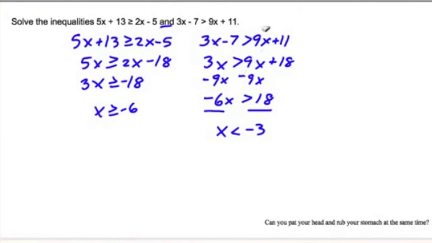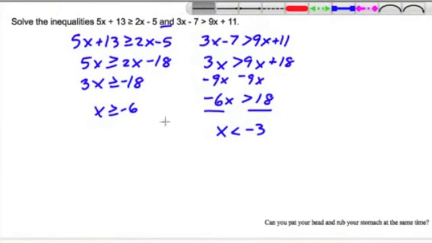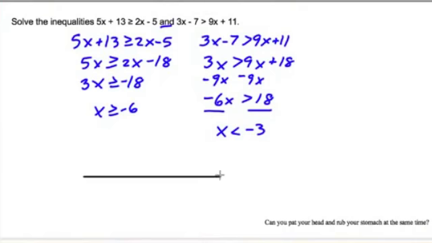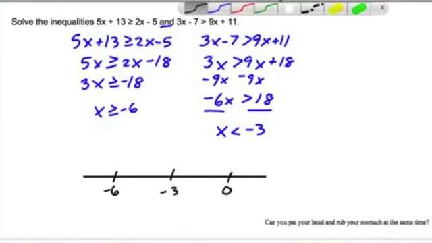There we go. Big erasers for big mistakes. Number line. All right, there we go. So we'll see, let's take my values here of negative 6, negative 3, and then 0. There's my number line. So my first solution, x is greater than negative 6.